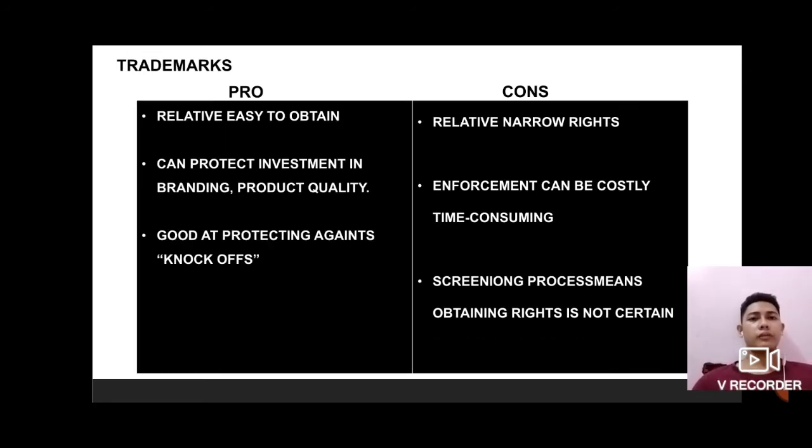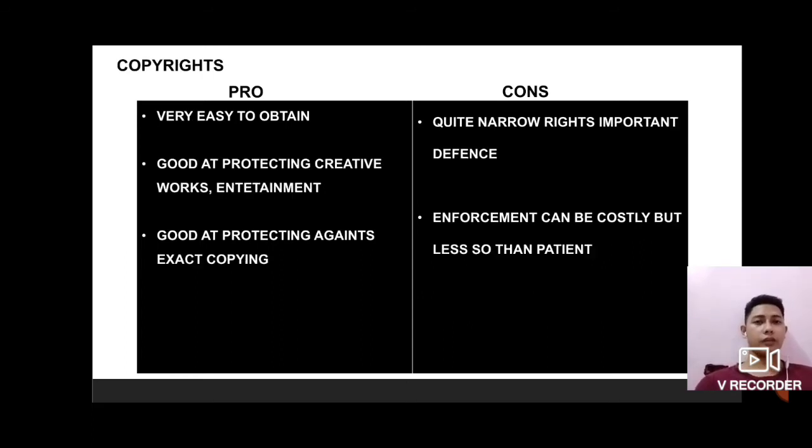Trademarks. Pros: relatively easy to obtain. Can protect investment in branding and product quality. Good at protecting against knockoffs. And the cons: relatively narrow rights. Enforcement can be costly and time-consuming. The screening process means obtaining rights is not certain.